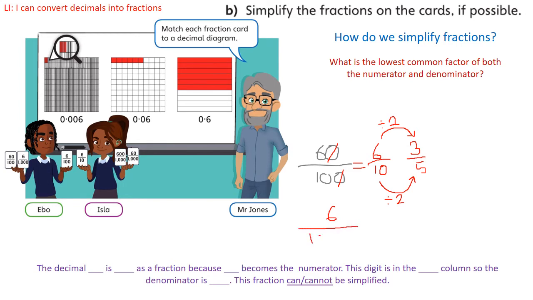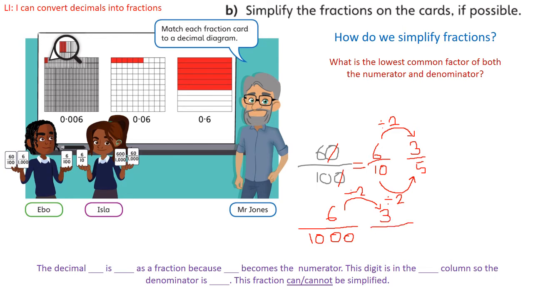Can I divide this by 10? No. What is the biggest number I can divide that and that by? Oh, I'm not sure, but I know I can divide by 2. So let's go again. Let's try dividing by 2. So 6 divided by 2, that's going to give me 3.